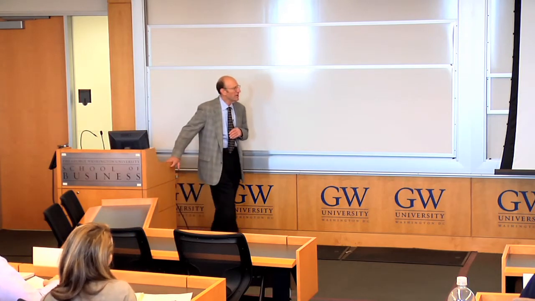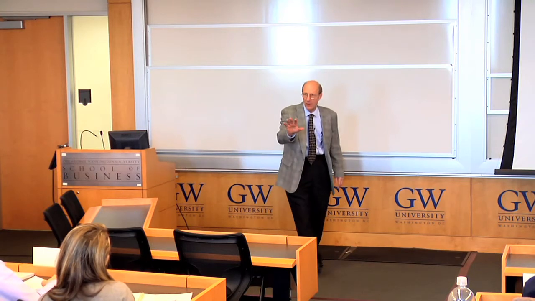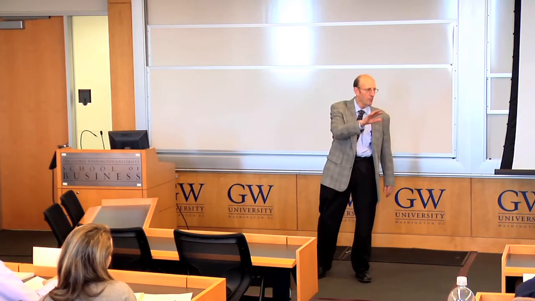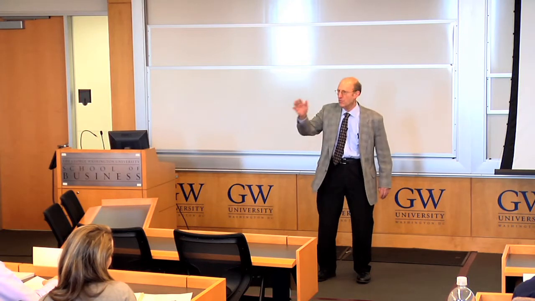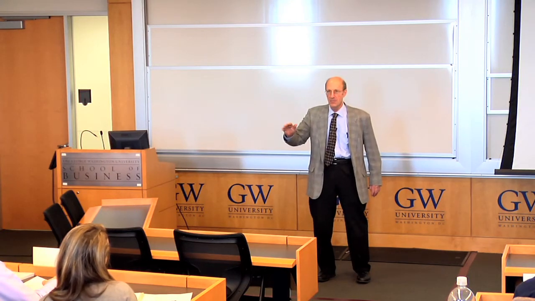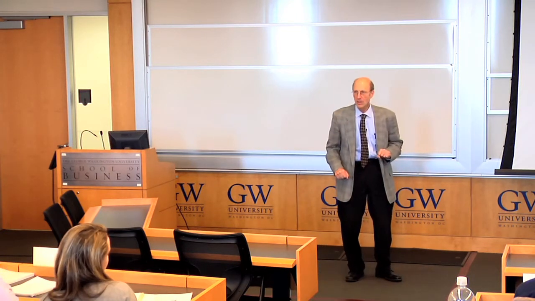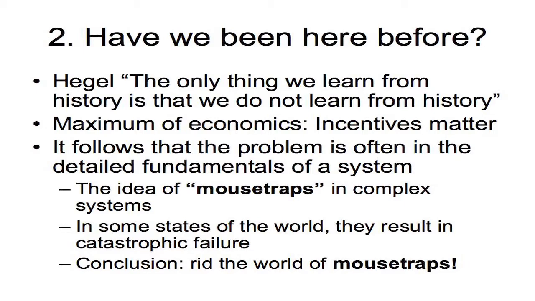So the distinctive thing about mousetraps is they sit there. This is a metaphor that's there for a reason. They sit there, and society can function with a mousetrap. Fine. But then when one springs, they spring others, and you have catastrophic failure. The conclusion is rid the world of mousetraps, even if they've done no harm recently, right?